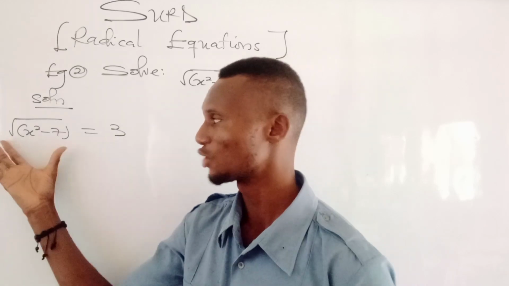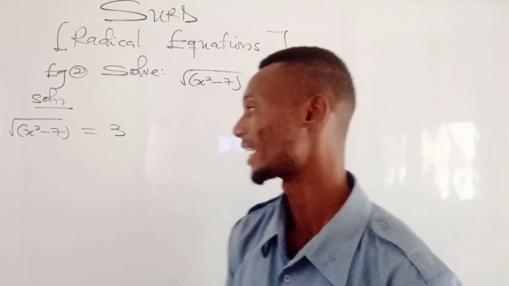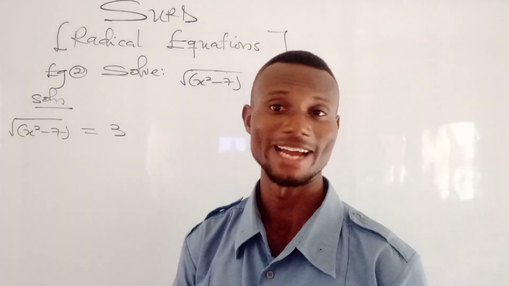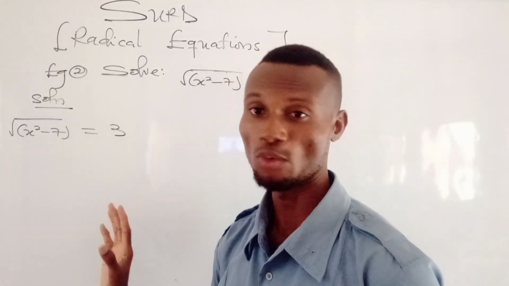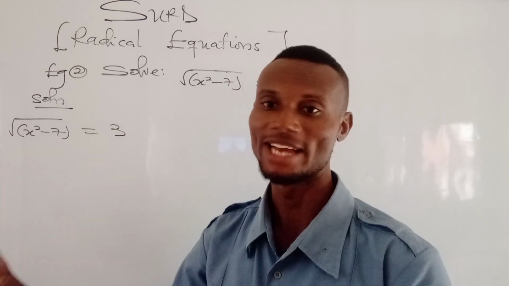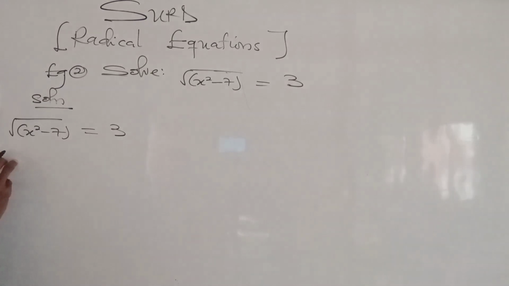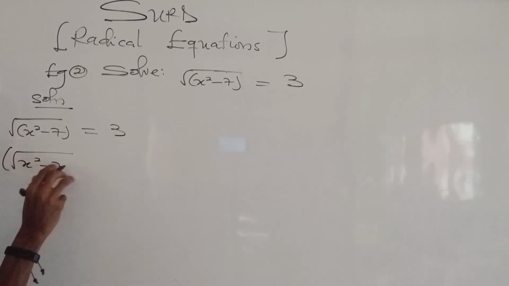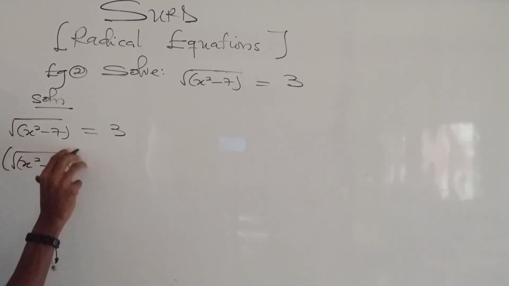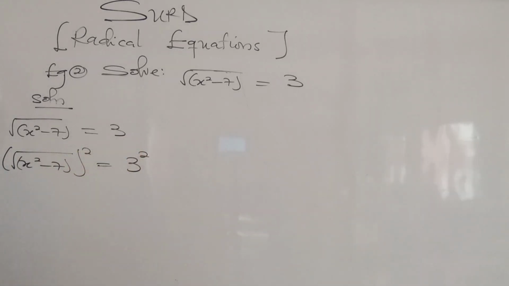So we are going to eliminate the square root sign from here, then we can proceed and solve further. How to eliminate the square root sign is to square both sides of the equation. So let's go ahead and square both sides of the equation. I'm going to square this side, so I'll repeat my square root of s squared minus 7, then I'm going to square it, equals to 3, which I'm also going to square.